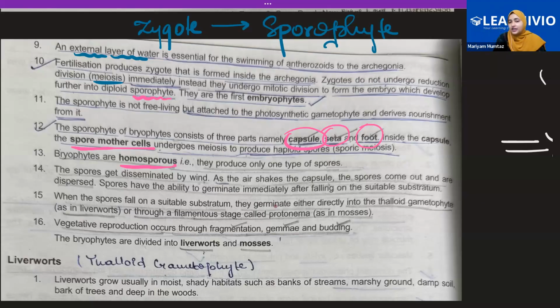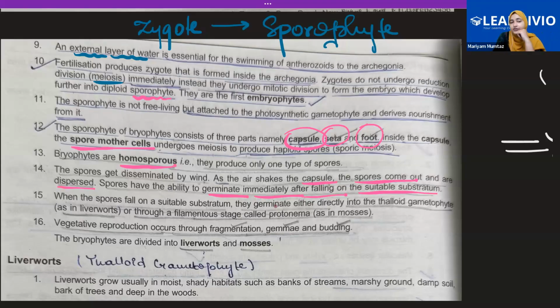So as the air shakes the capsule part, the spores come out and are dispersed. The spores have the ability to germinate immediately after falling on a suitable substratum. So maybe it came out of the capsule. Now, as soon as it lands on a suitable substratum where there is enough water and everything around, they will immediately germinate and form the gametophytic plant colony.